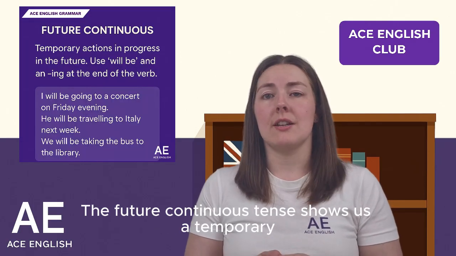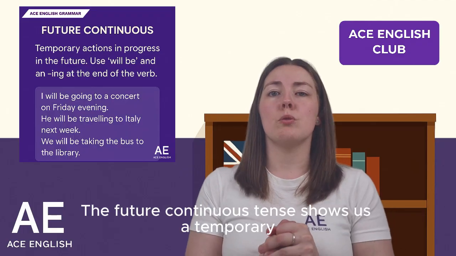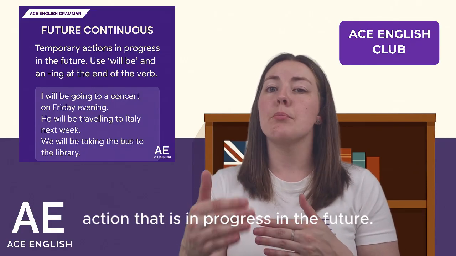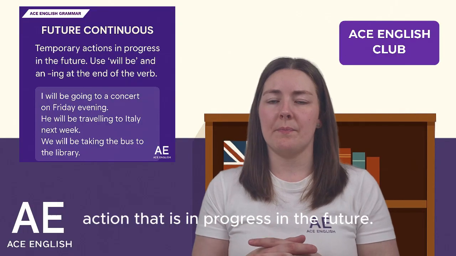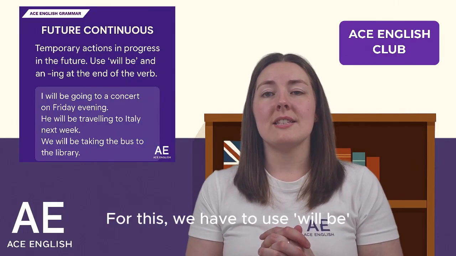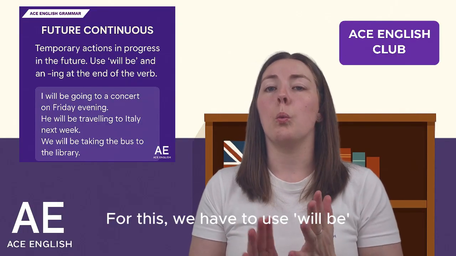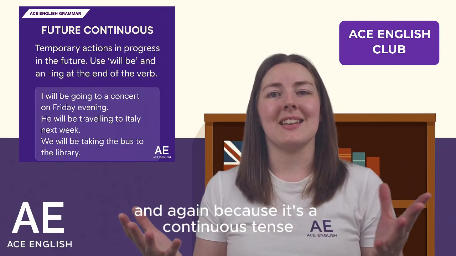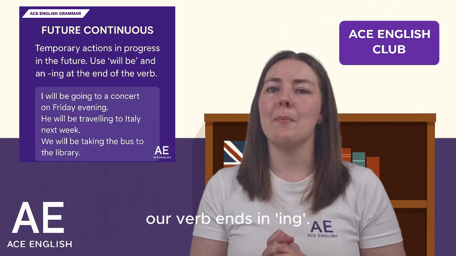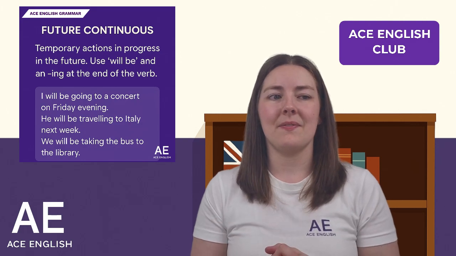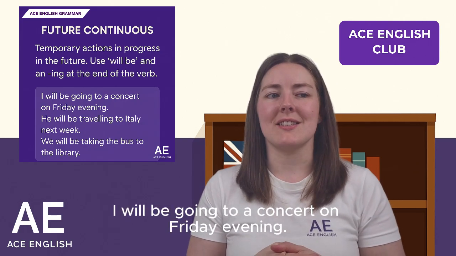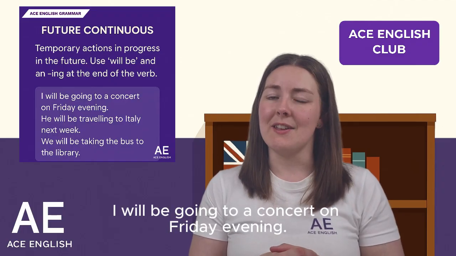The future continuous tense shows us a temporary action that is in progress in the future. For this, we have to use will be, and again, because it's a continuous tense, our verb ends in ing. For example, I will be going to a concert on Friday evening.